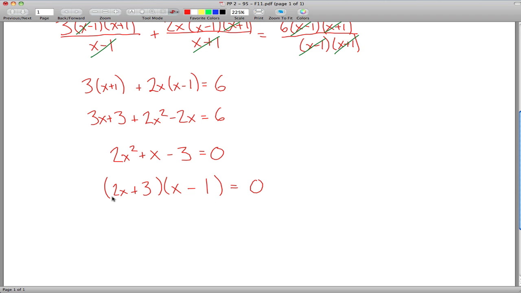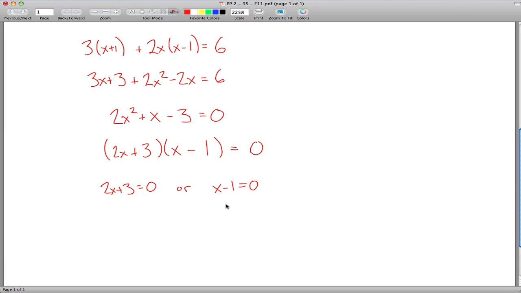And the nice thing about this form, something times something equaling 0, that can only happen if the first thing equals 0 or the second thing equals 0. And these are two equations we can solve. x minus 1 equals 0. Let's add 1 to both sides and get x equals 1. And over here, 2x plus 3 equals 0. Subtract 3 from both sides, and then divide both sides by 2. And so we get two possible solutions down here, x equals negative 3/2 and x equals 1.